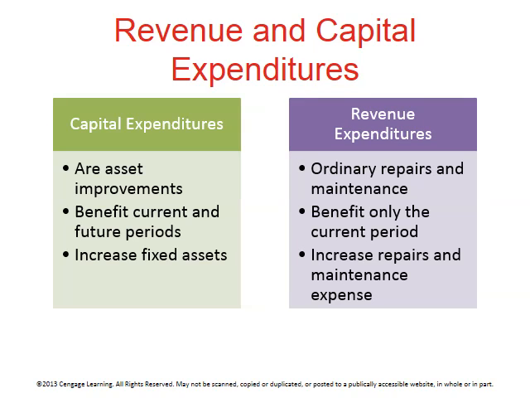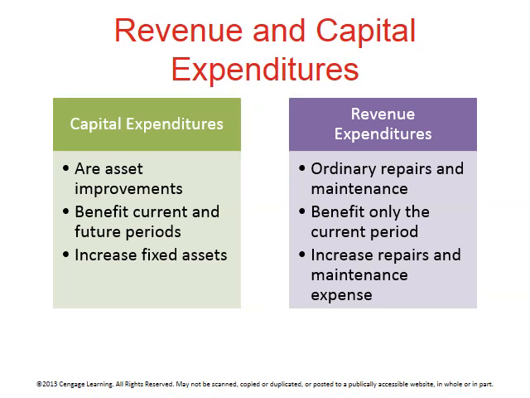So we have 2 different expenditures we can make. We can make a capital expenditure, or we can make a revenue expenditure. Capital expenditures go onto the balance sheet and increase the value of our fixed assets. So capital expenditure asset improvements and benefit current and future periods. And we would increase the fixed assets. So if we have a truck, we replace the engine, that's an asset improvement. It benefits the current and future periods. So we would increase our fixed asset number on the balance sheet by the $2,000 or whatever it costs to put the new engine in.